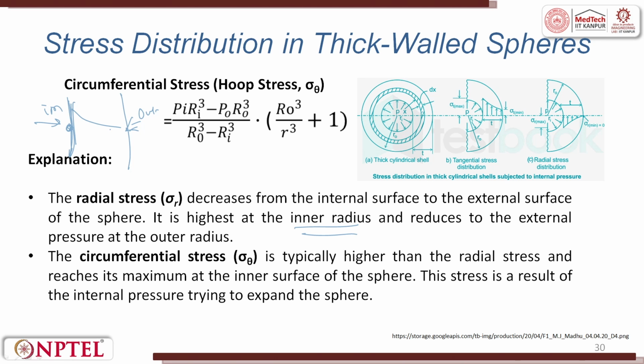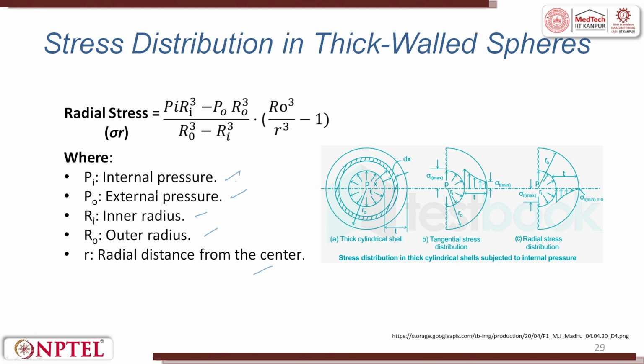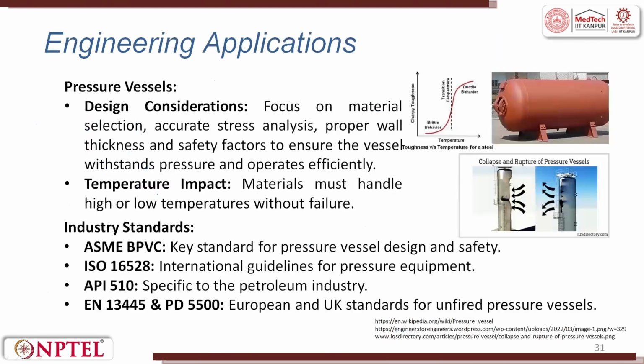The circumferential, so it is interesting, in a sphere radius is 1, circumference is 1. So let's be a little careful when we do the circumferential stress, which is typically higher than the radial stress and reaches its maximum value at the inner surface of the sphere. This stress is a result of internal pressure trying to expand the sphere. So you have circumferential stress, radial stress. This is how you calculate the radial stress. This is how you calculate the circumferential stress.